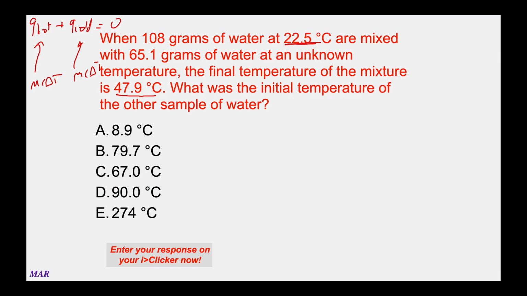Anyway, the cold has a mass of 108 grams. The hot has a mass of 65.1 grams. And delta T for the hot is going to be final, 47.9, minus the initial hot temperature, Ti. And that's what you want to solve for. Of the delta T here, you'll have Tf minus Ti. You want to solve for Ti. You've already got Tf, but you don't have Ti. So see if you can use this information to find the answer.